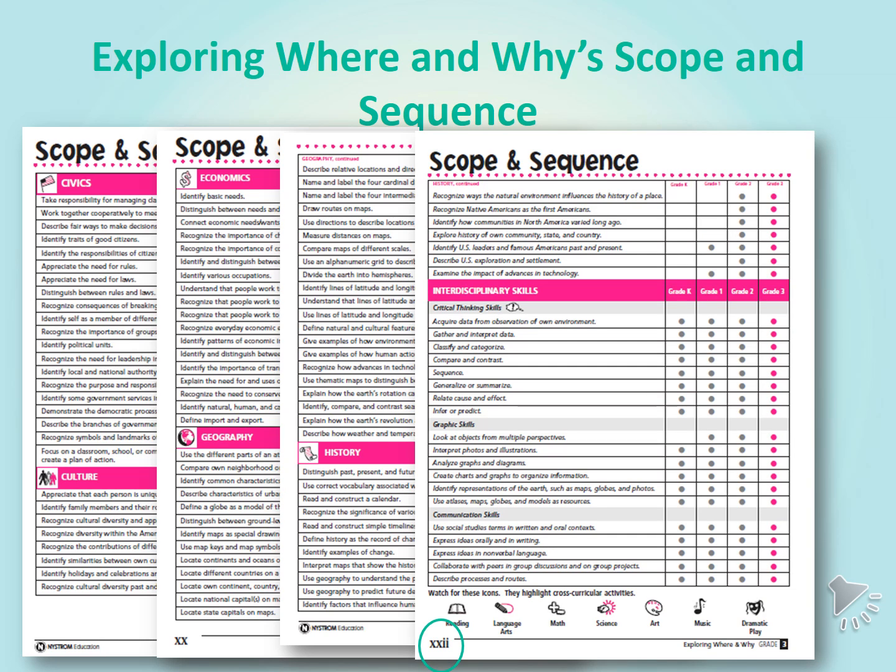Here is an example from your teacher's guide regarding your scope and sequence. You'll see here that we address many different areas of the social studies, and sometimes the content that is introduced at the kindergarten level is again visited at the first, second, and even the third grade levels, building upon the background knowledge that students have learned the year before, an important feature in Exploring Where and Why.